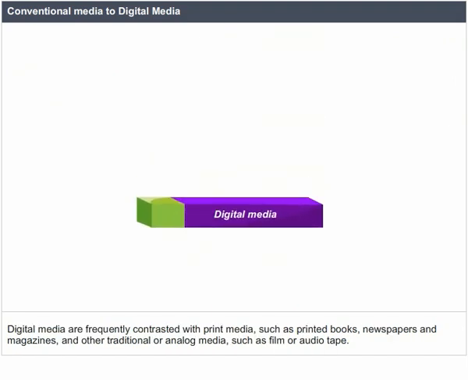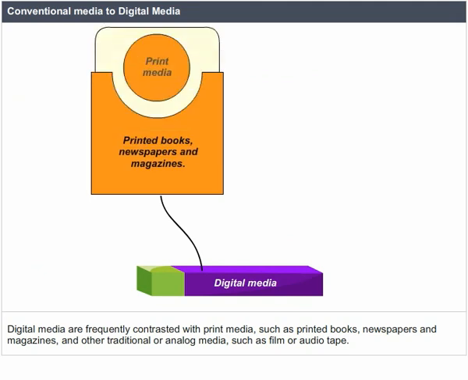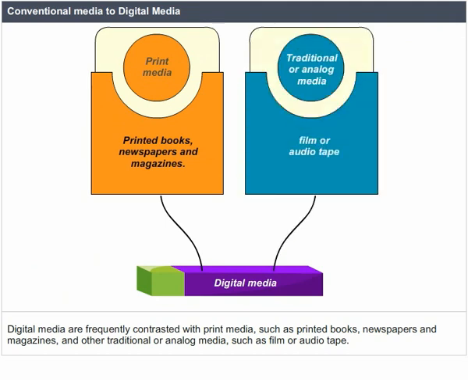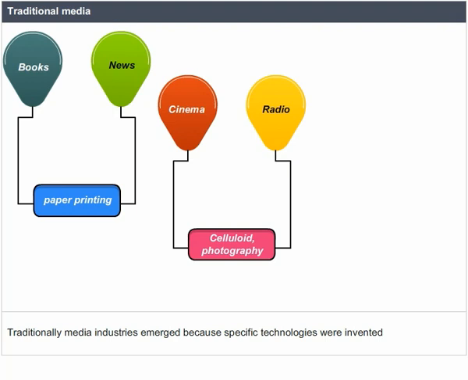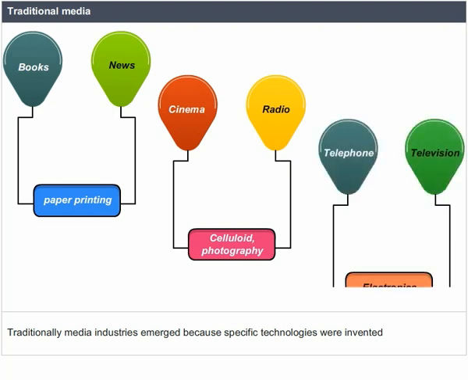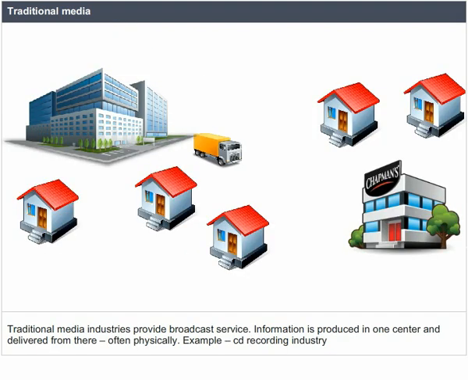Digital media are frequently contrasted with print media, such as printed books, newspapers and magazines, and other traditional or analog media, such as film or audio tape. Traditional media. Traditionally, media industries emerged because specific technologies were invented. Books, newspaper, printing, cinema, radio, celluloid photography, television, telephone, electronics. Traditional media industries provide broadcast service.